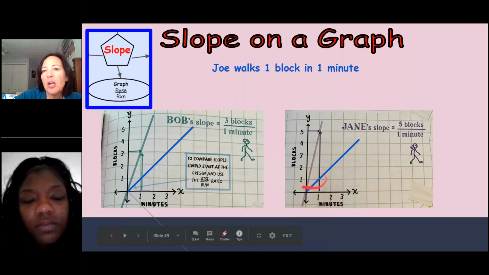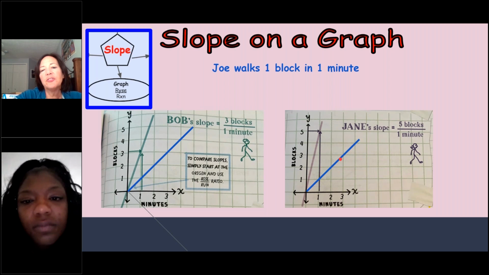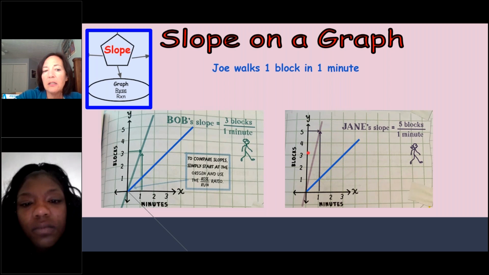Same thing, I put Joe on Jane's graph too. Rise is 1, run is 1. Rise is 1, run is 1. And so you could see, even if you didn't know the numbers, you could look at either one of these graphs and you would know Joe is a slower walker than Jane. He's also a slower walker than Bob.